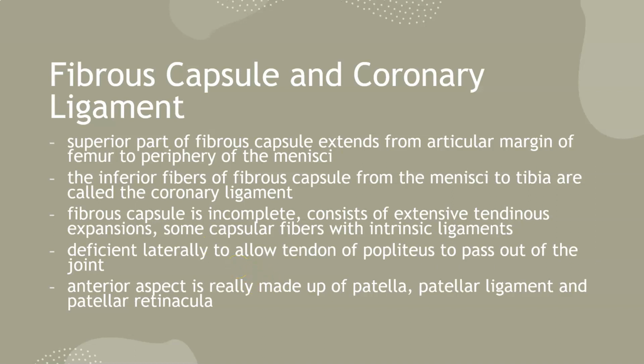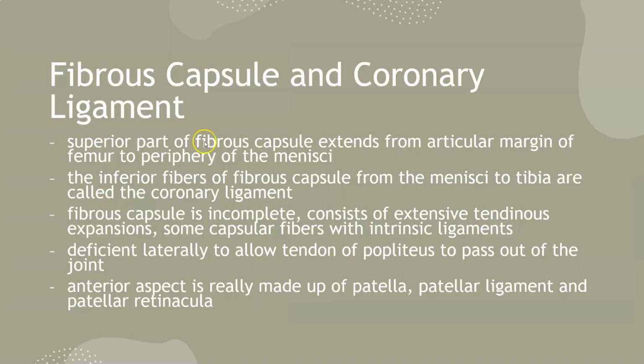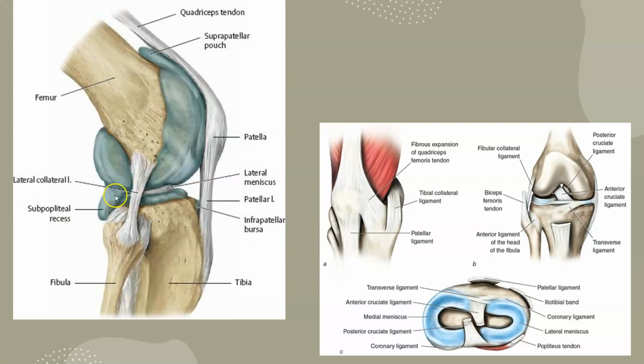This fibrous capsule is incomplete. It consists of extensive tendinous expansions, some capsular fibers with intrinsic ligaments, and of course it is deficient laterally, which allows the tendon of popliteus to pass out of the joint. The anterior aspect is really made up of the patellar ligament and the patellar retinacula. So you can see it all sort of coming together here. The joint capsule is in blue, and we can see the fibrous capsule up here, and then these coronary ligaments, this part down here running around like so.